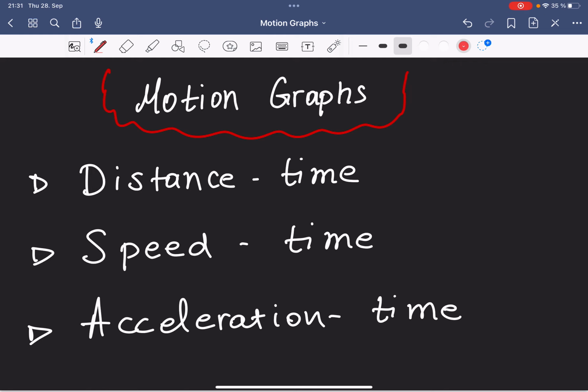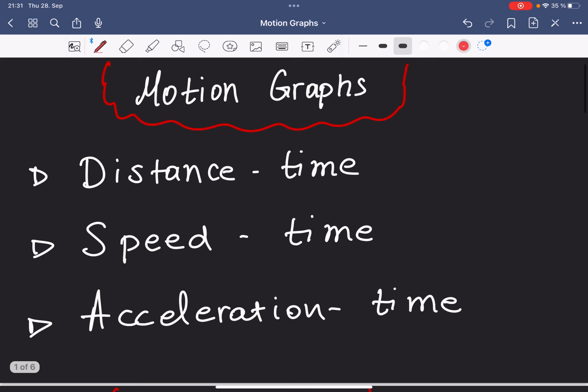M. Today's topic is motion graphs, something quite important in the topic of kinematics in physics and something that many of the students struggle with. So I hope by the end of this video you will have a better idea of how to draw and how to interpret motion graphs. This should probably be at least 2 or 3 videos, as this is quite an extensive topic. But let's get right to it.